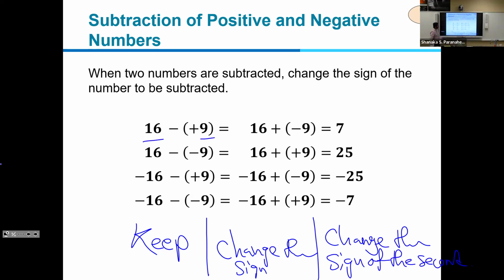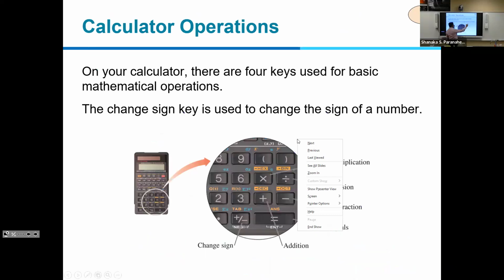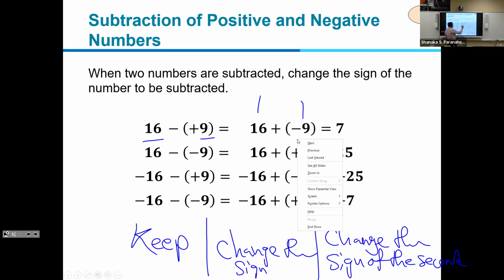Example, subtraction of positive 16 and 9. So we keep the sign of the first digit, so we keep it. Change the sign of the subtraction into addition, and this is positive 9, so we change the sign of the second number, so it's negative. So now this is an addition of two numbers with the opposite sign, so we apply addition to it. So opposite sign, consider the difference, 16 and 9, 7. And the sign of the large absolute value is positive, and this is positive.